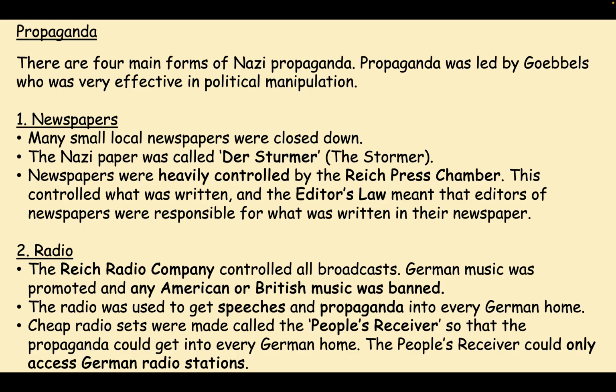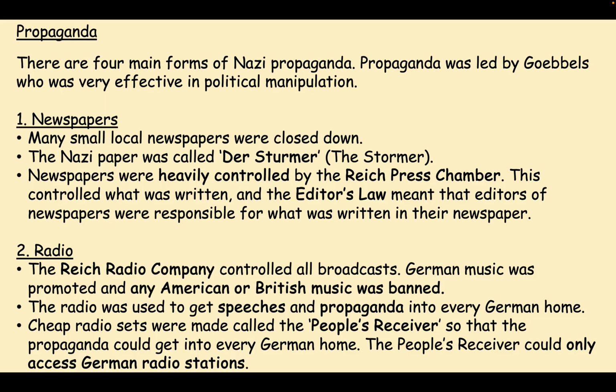The second form of propaganda is the radio. Now, the radio is a relatively new form of technology in the 1930s, and the Nazis use it really effectively to get their propaganda directly into people's homes. So we'll start with the People's Receiver. The cheap radio sets the Nazis produced were called the People's Receiver, and by making them cheap, it meant that all German people would have a radio in their home.